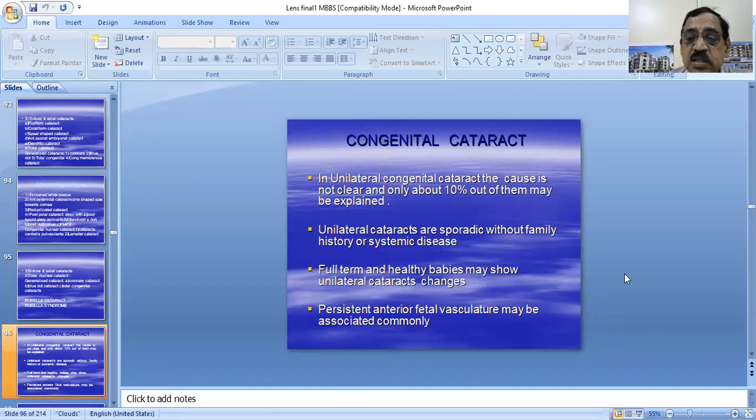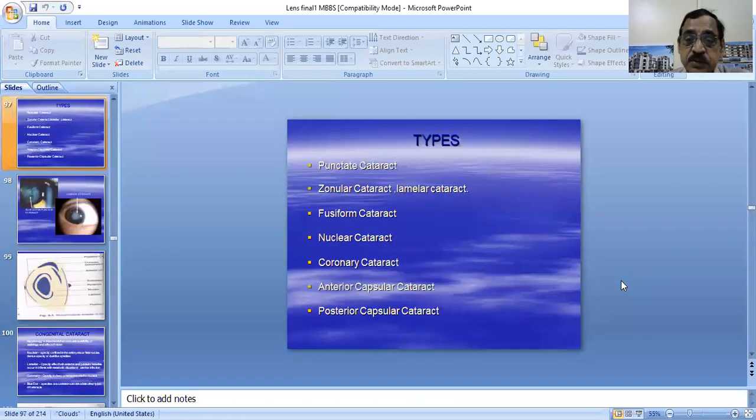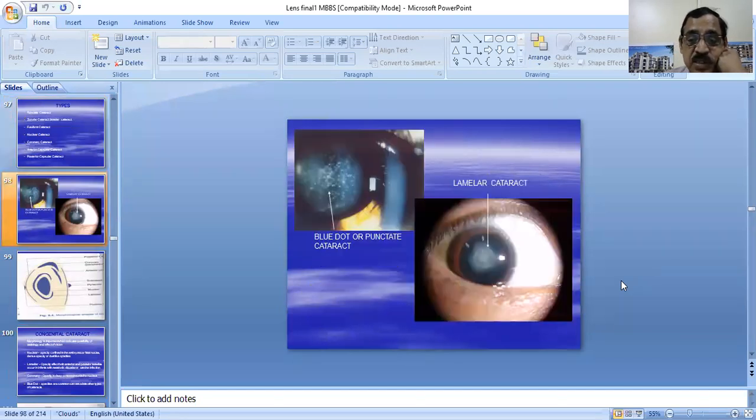In unilateral congenital cataract, the cause is not clear, and only in about 10% of them can the cause be explained. Unilateral cataracts are usually sporadic without any family history or systemic disease. Full-term healthy babies may be born with unilateral cataract changes. And persistent anterior fetal vasculature may be commonly associated with unilateral congenital cataracts. So all these things we have seen already.